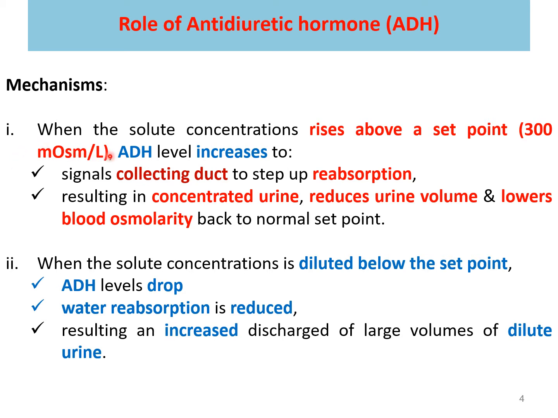milliosmol per liter. So for the second situation, when the solute concentration is dilute below the set point, it means, for example, masa lepas awak minum air dengan jumlah yang banyak contohnya kan, so solute concentration in the blood is dilute. Okay, you have more water in your body, so ADH level will drop. Water reabsorption will be reduced, resulting in increased discharge of a large volume of dilute urine. So this is the opposite situation from the first point here. Solute concentration in your body fluid is dilute, so you produce more urine, because less water will be reabsorbed due to the ADH level that decreased.